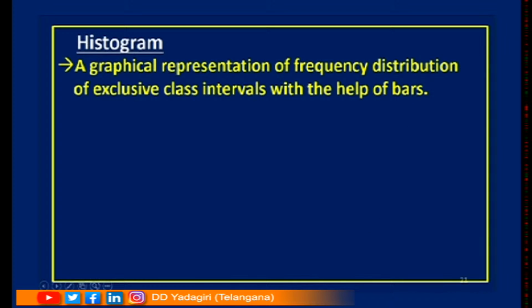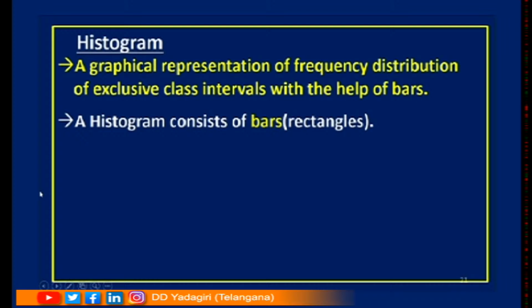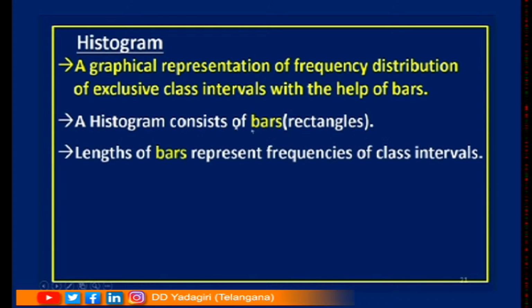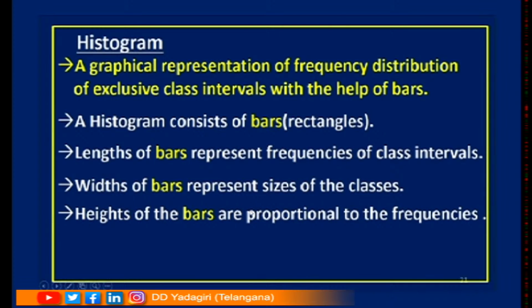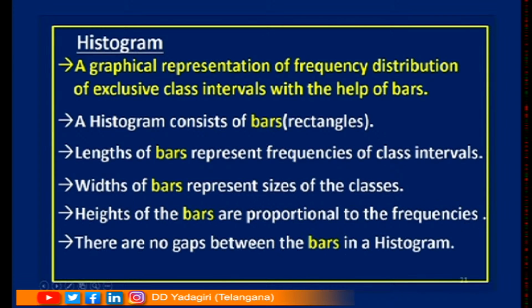And here bars are nothing but rectangles. A histogram consists of bars. Children, try to understand here. A histogram consists of bars. Bars are nothing but rectangles. Lengths of bars represent frequencies of class intervals. Widths of bars represent sizes of classes. Heights of bars are proportional to the frequencies. There are no gaps between the bars in a histogram. Children, in a bar graph, you can find gaps between the rectangles. But in a histogram, we should not find any gap between the rectangles, or we can say bars. So, we can say there are no gaps between the bars in a histogram.